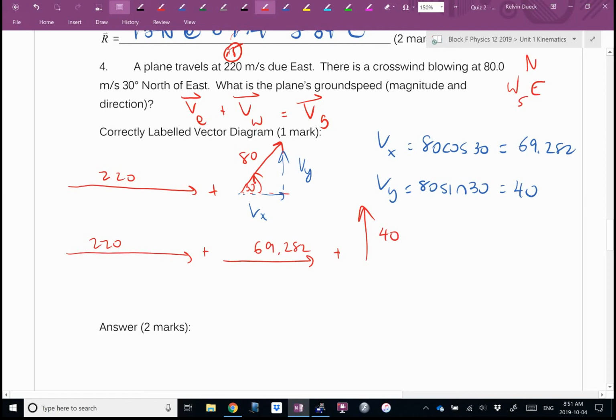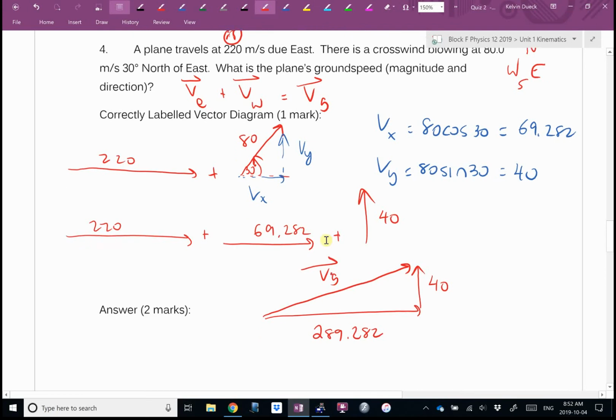Well, we do them two at a time, the same way when you're adding three numbers together. But we always said, try and pick a nice, convenient order. I think I'd add the first two because they're in the same plane, the same direction. And that would give me 289.282 plus 40. My scale right now is terrible, but that's the ground velocity.